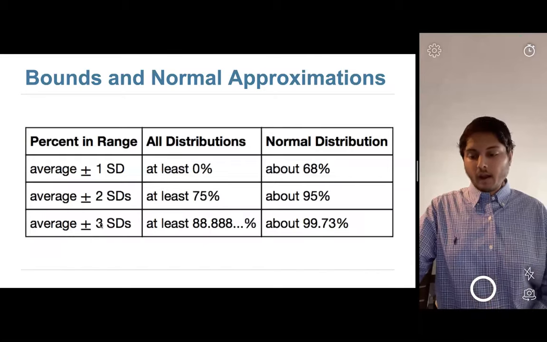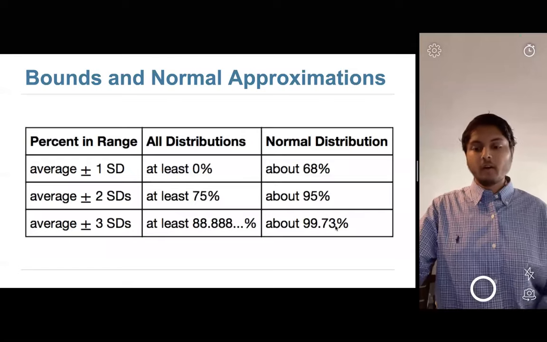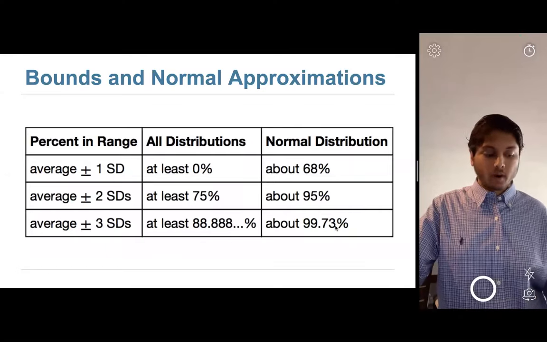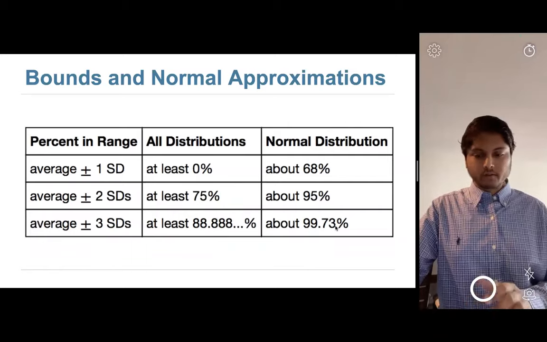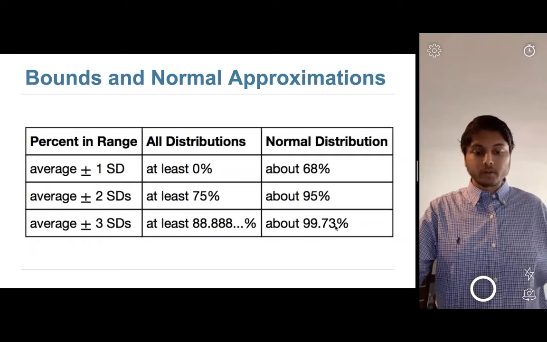And then the same thing holds when you go to 3 standard deviations. So with Chebyshev, you would say at least 88%, but if you know it's normal, you can say it's about 99.7%, which is basically everything. And so that's one reason why normal distributions are so powerful. So before I continue, any questions about this, the difference between normal distribution and just any other distribution?